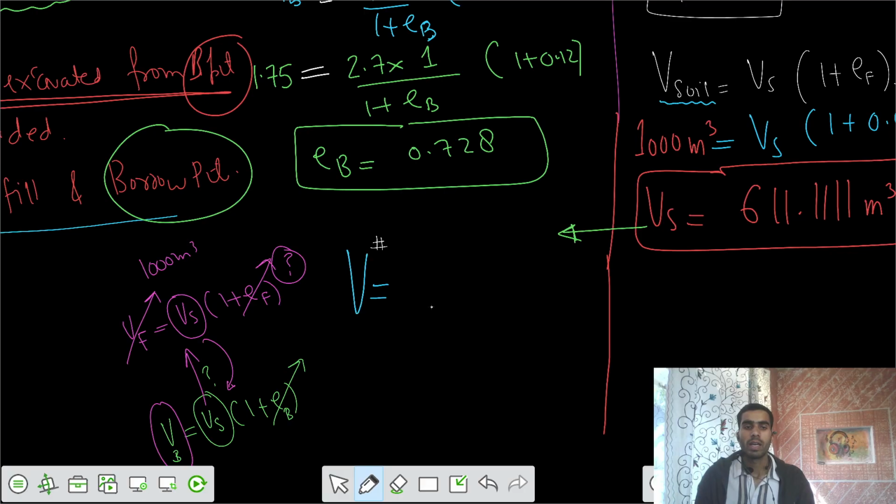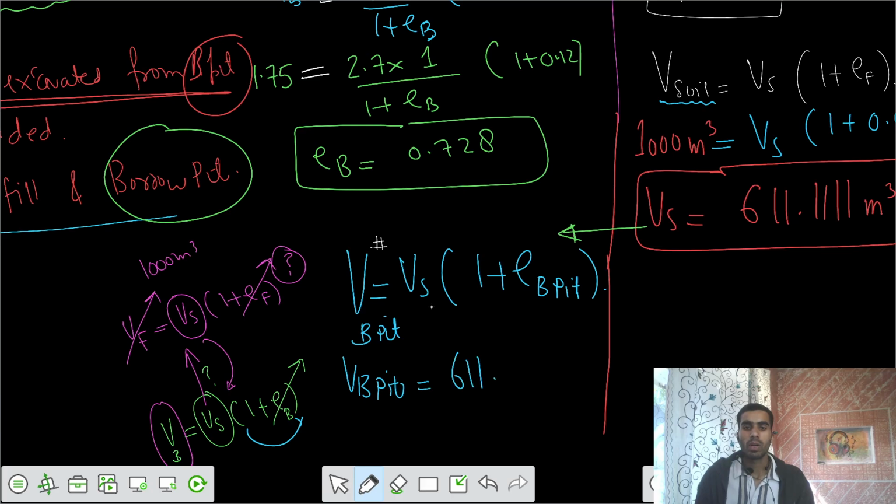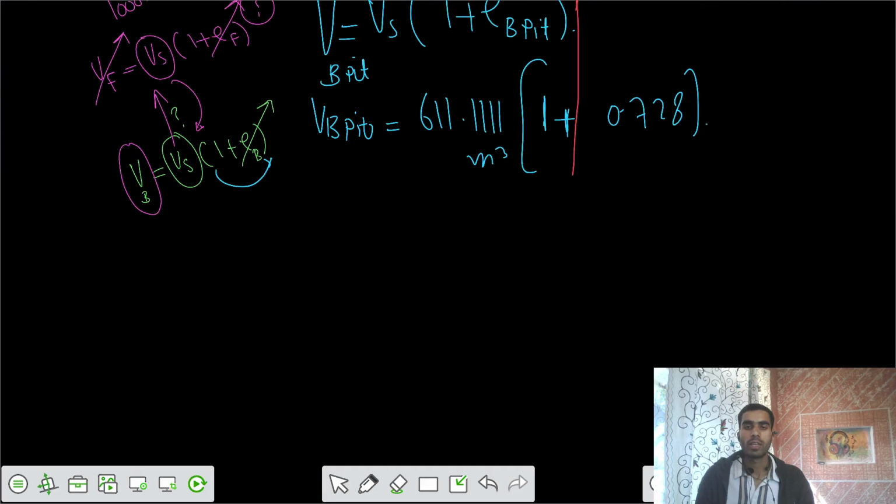So V required, the volume of borrow pit actually required, is equal to volume of solids times 1 plus E borrow pit. This is the equation. So the volume of soil I have to excavate from the borrow pit should be 611.1111 meter cube times 1 plus E borrow pit, 0.728. This is the final solution for how much volume we have to excavate from the borrow pit. That's coming to be 1056 meter cube.